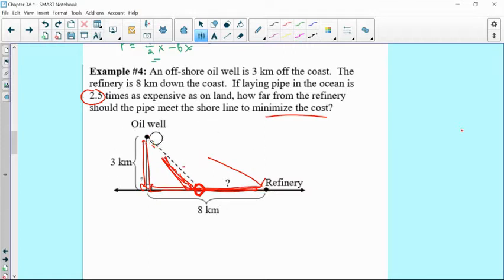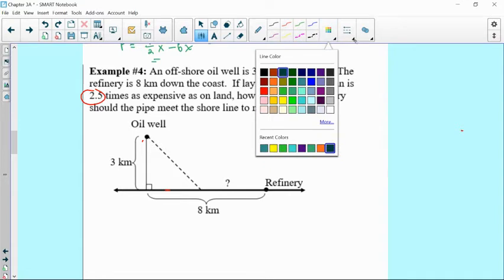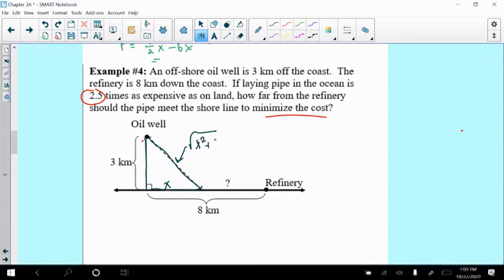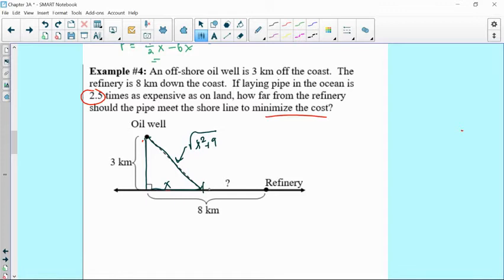Oops, I don't think that worked. Sorry. I'm putting the question mark right here. But just for the sake of this triangle, it might be easier to call this distance x. So if this is 3 and this is x, then this distance here is the square root of x squared plus 3 squared, or x squared plus 9. And this distance here is 8 minus x, because if that's x, then the whole thing would be 8.